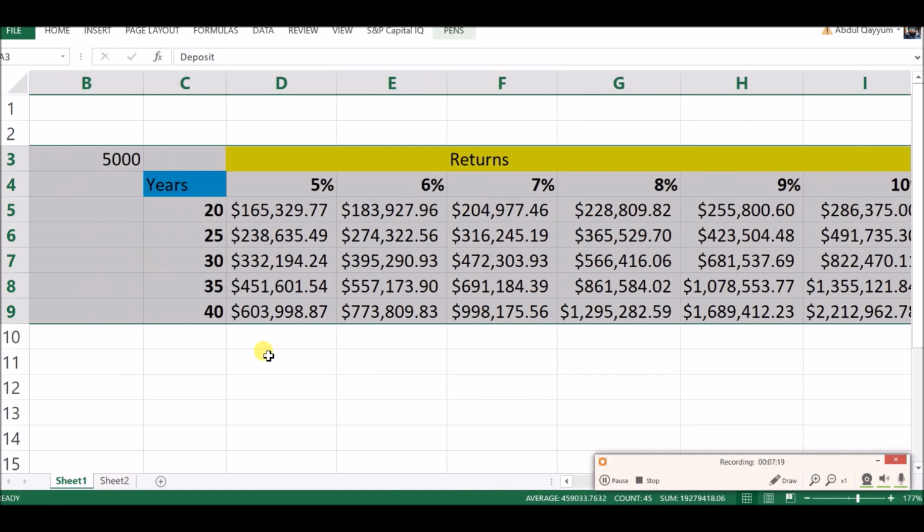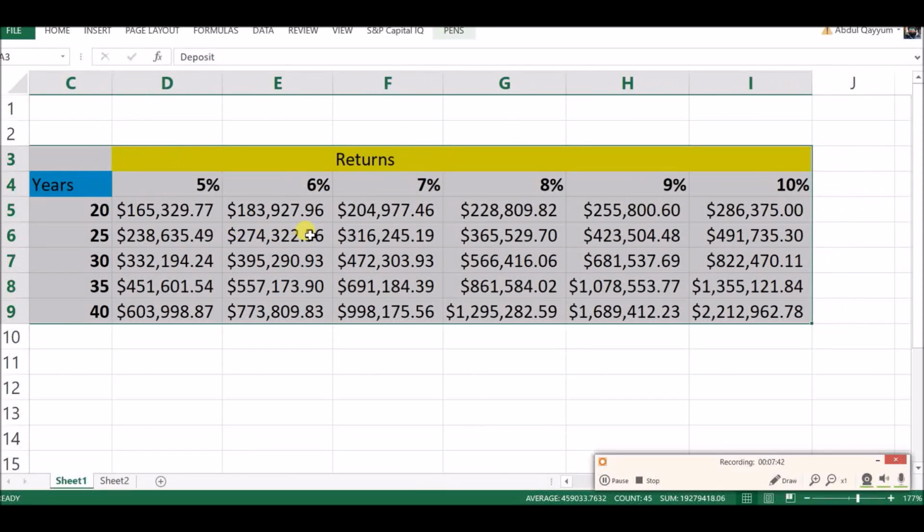Here, if you see the 5% column, if we invest $5,000 at a rate of 5% for 20 years, this will be our amount. But if we do it for 40 years, our amount will be five-fold. So if we invest $5,000 for 20 years at a 5% rate, it will be $165,329. If we get 6%, it will increase to $183,927. And if we get 7% returns, then that will be $204,977.46.